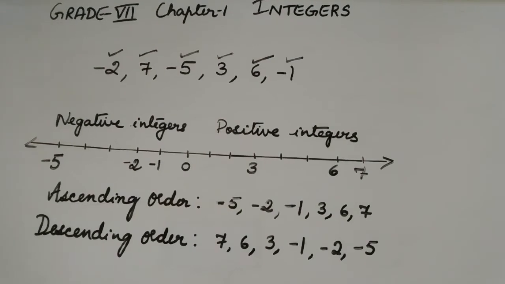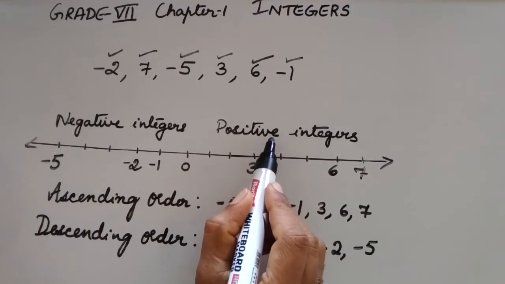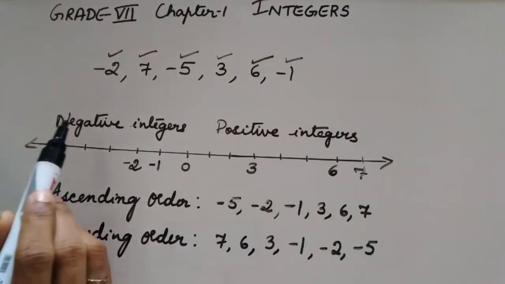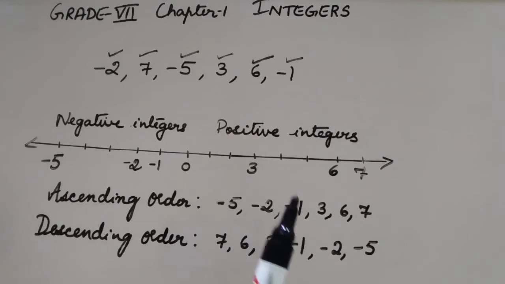Now, next let us learn the method of adding a positive integer, adding a negative integer, subtracting a positive integer, as well as subtracting a negative integer on the number line. This is all about adding and subtracting the positive and the negative integers. Is it clear, students? Yes.